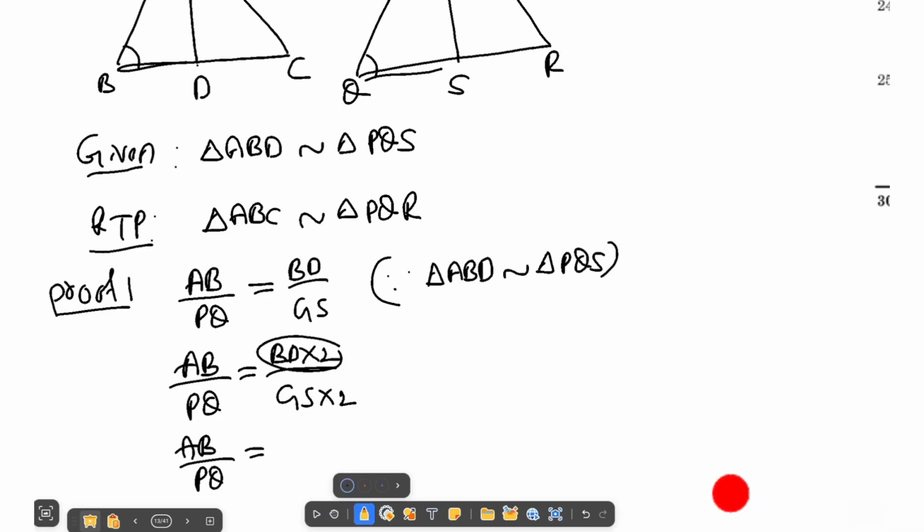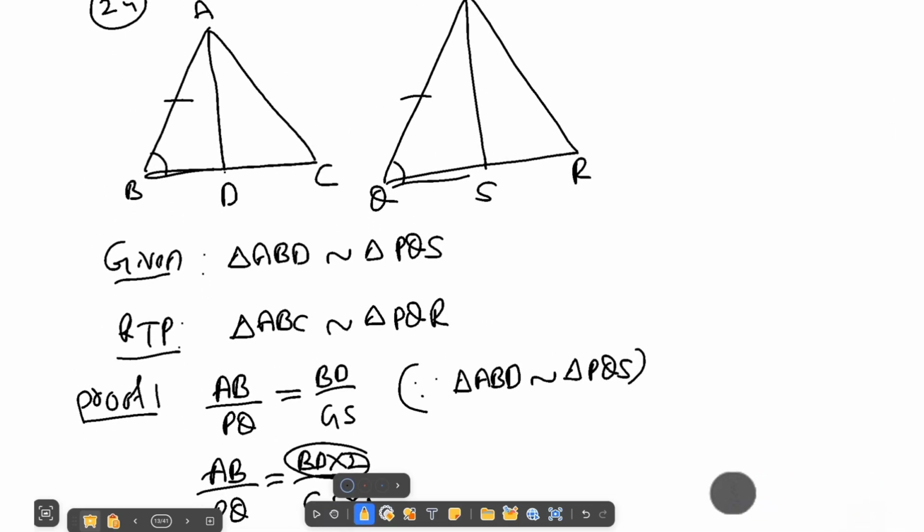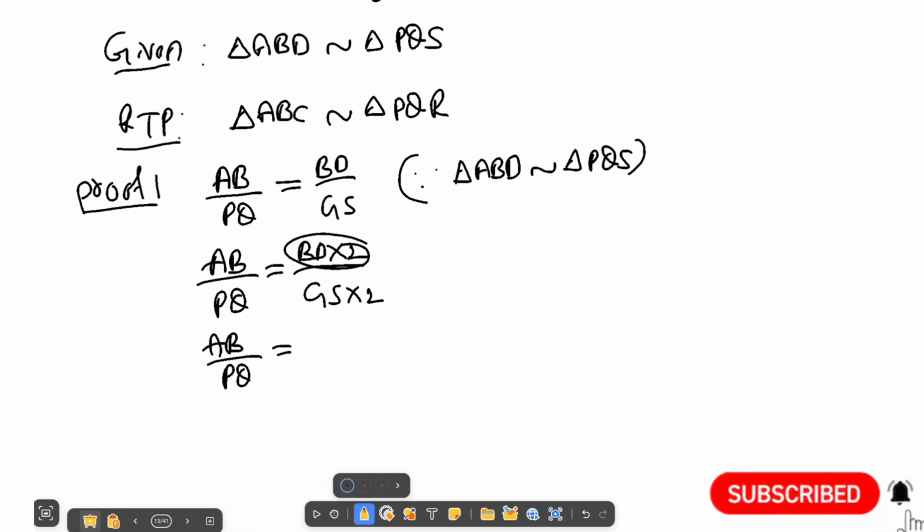Now 2 times of BD. So here, as D is the median, the lengths BD and DC are equal. Now 2 times of BD will be equal to BC. So 2 times of BD you can write as BC.